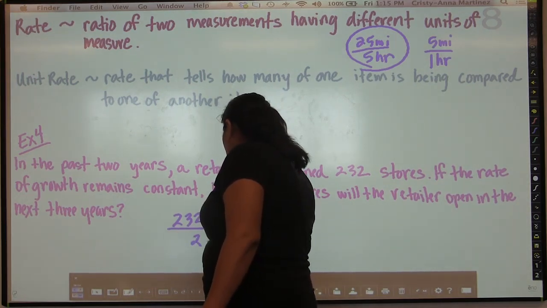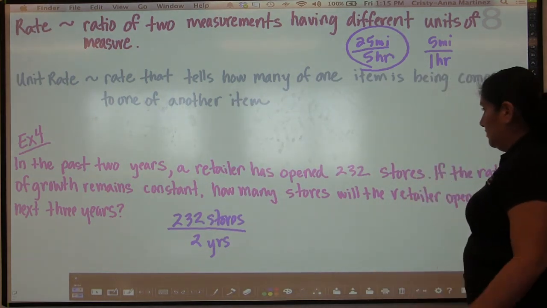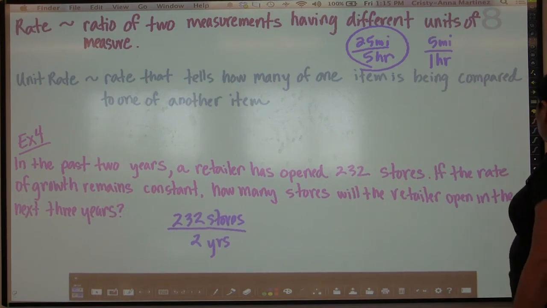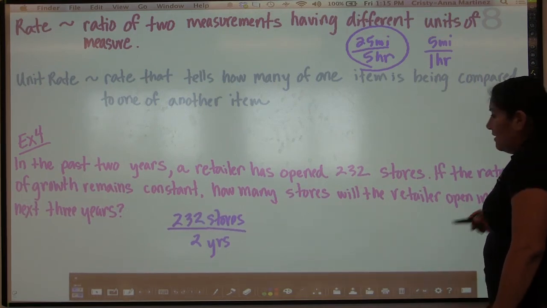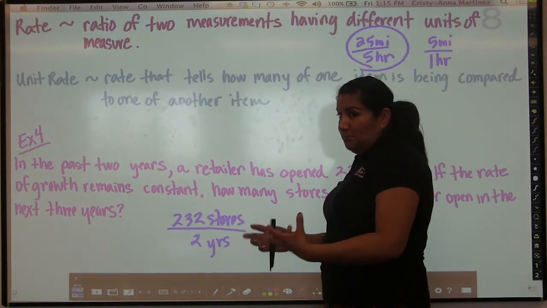This is not a unit rate because it's comparing it to 2 years, not 1 year. Okay, just as information for you. If the rate of growth remains constant, how many stores will the retailer open in the next 3 years? So you can actually solve this a couple of ways. You can convert this to a unit rate, which would be to simplify the expression.